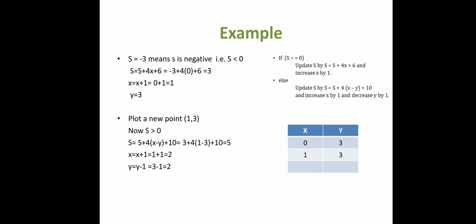Then next, I will check what the value of S is here. Now, the new value of S is 3, right. So, I will check whether 3 is greater than 0. Yes, 3 is greater than 0. So, it will go in the else part, and in the else part, what is the equation? S is equal to S plus 4 into x minus y plus 10. So, in that equation I will put the values, and I will get S is equal to 5, and in that case x is incremented by 1. So, x will become x plus 1.